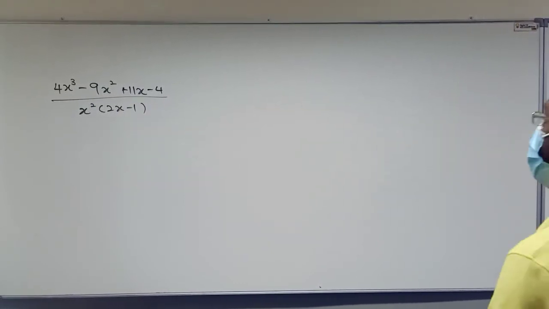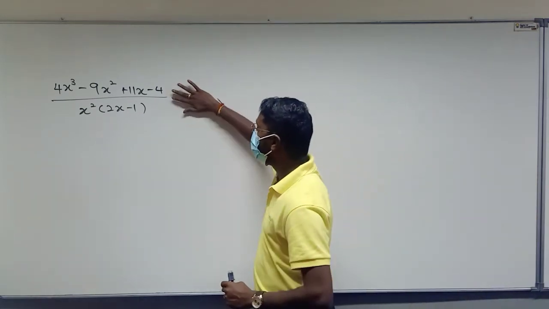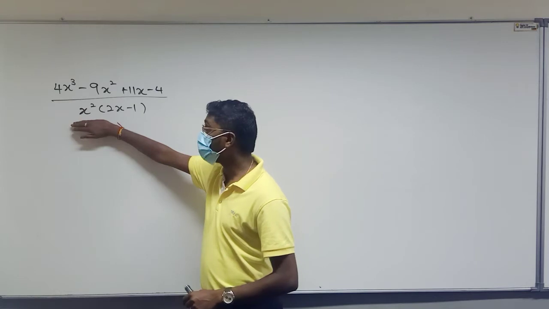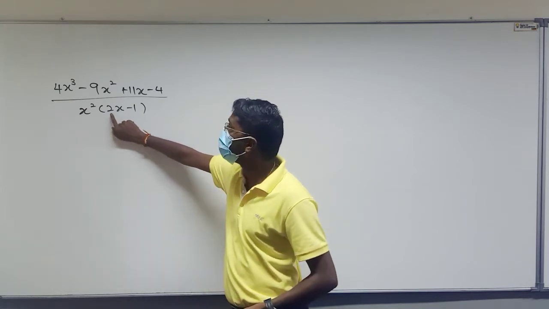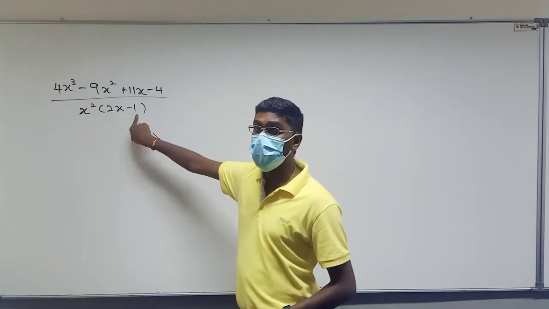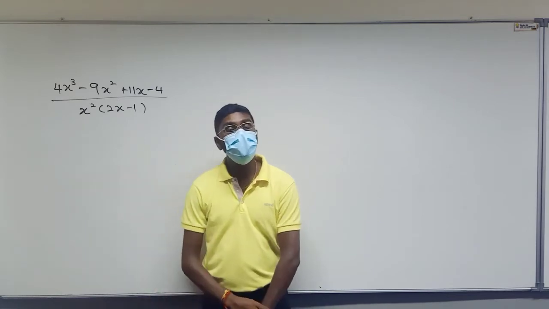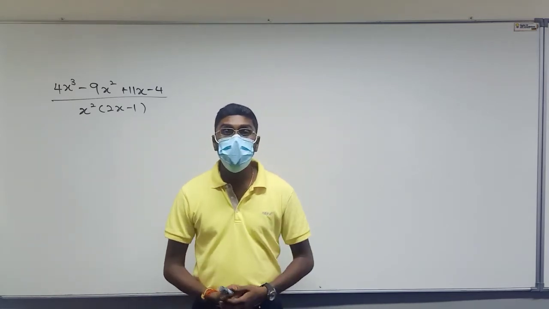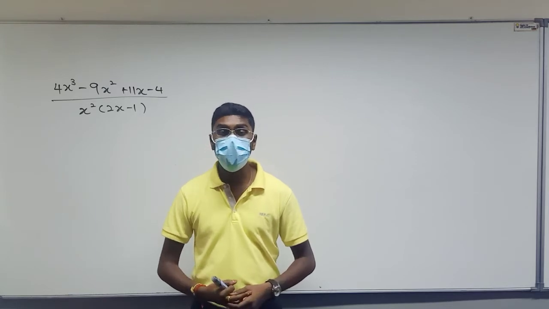Let's look into another example where my numerator is given as a cubic function and my denominator is also a cubic function, x squared multiplied with 2x minus 1. So it's also a cubic function. Therefore, this is known as an improper fraction. So now we convert this into a proper fraction first and then continue with our calculation.